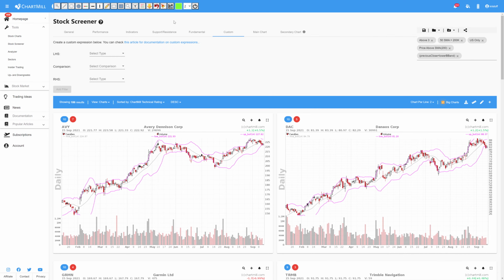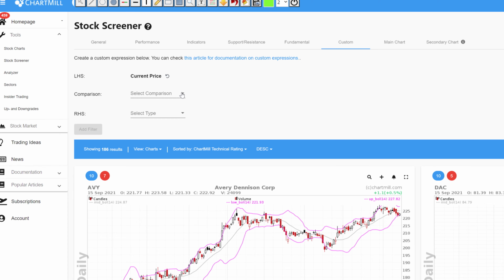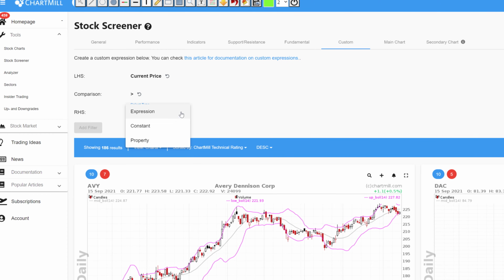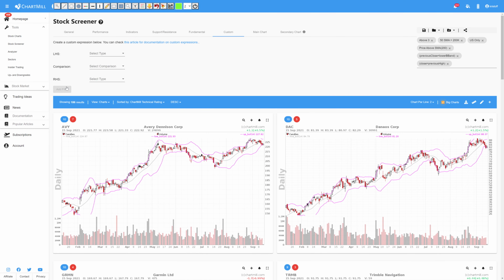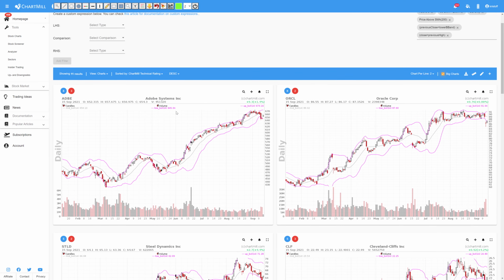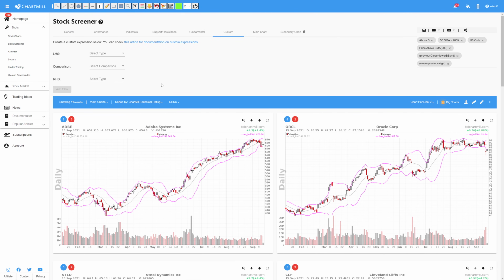As shown on the charts, only those stocks are retained whose previous closing price was below the lower Bollinger Band. For the second custom filter, select Property for the left-hand side of the comparison, but now select Current Price. For the comparison itself, choose Greater Than. At last, choose Property again for the right-hand side of the comparison and select Previous High Price. In this way, I've defined a fairly powerful reversal pattern on a time frame of barely 2 periods.